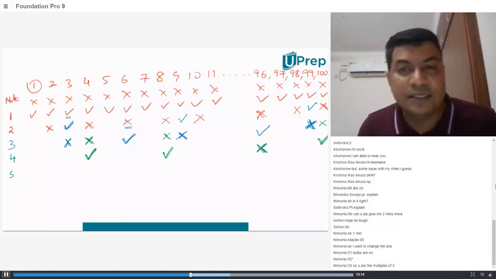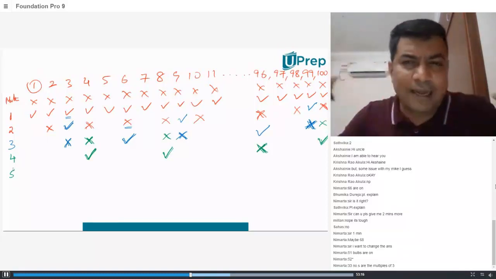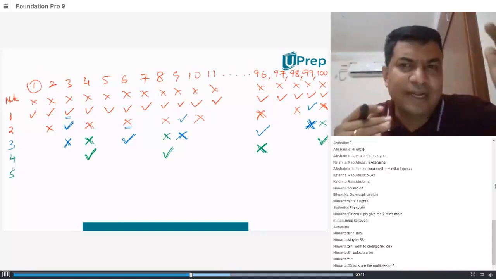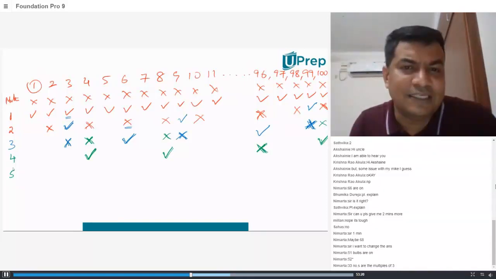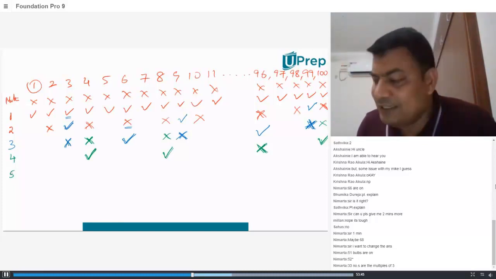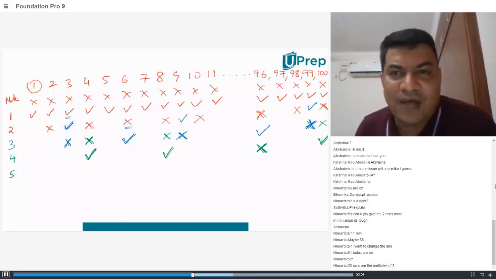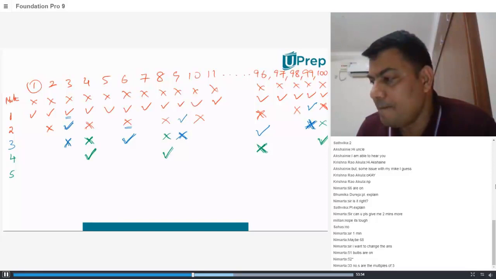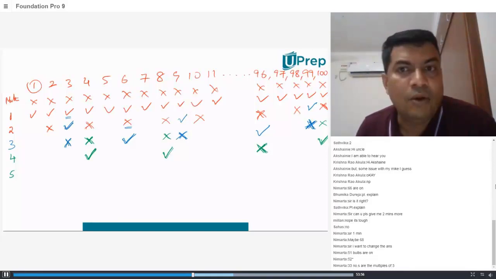So you might be wondering, sir, are we supposed to do it for all the numbers? No. If we do it only till 10, you will understand the pattern. Don't worry. Just give me a second. Let's quickly run through it. 5. Tatvika, tell me. Now what happens? What is the next number that will be changing its pattern? 5. What is the first multiple of 5?